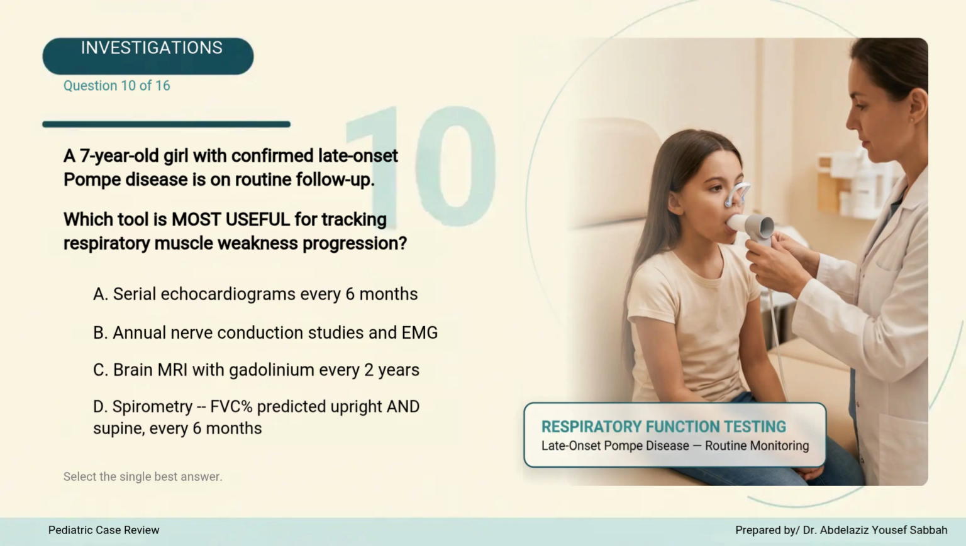Option A, serial echocardiograms every 6 months. Option B, annual nerve conduction studies and electromyography. Option C, brain magnetic resonance imaging with gadolinium every 2 years. Option D, spirometry, measuring forced vital capacity % predicted, both upright and supine, every 6 months.